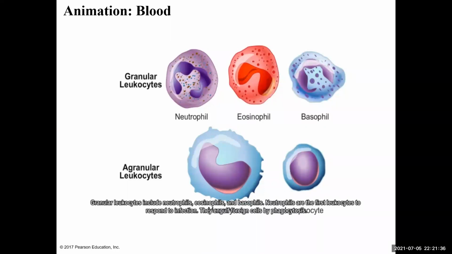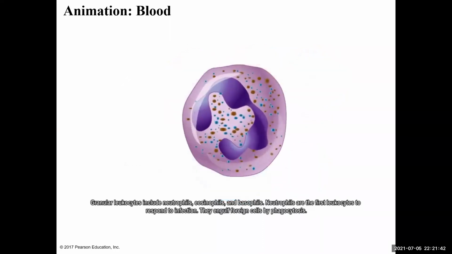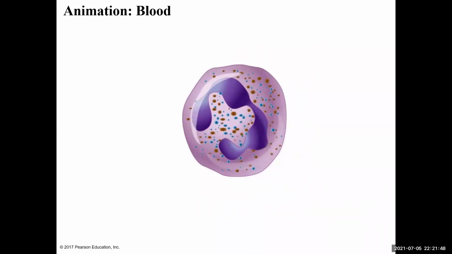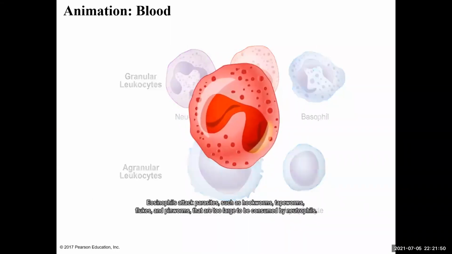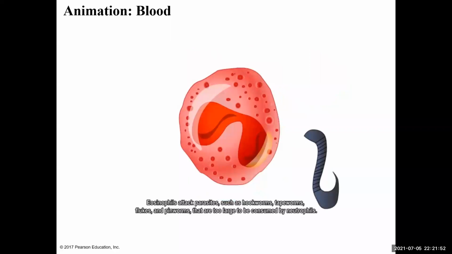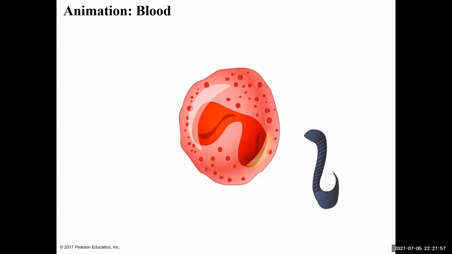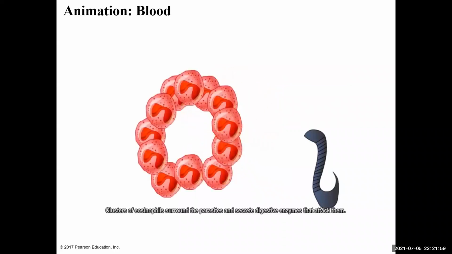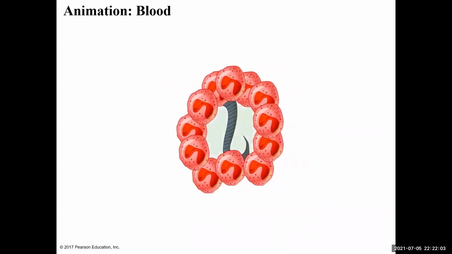Granular leukocytes include neutrophils, eosinophils, and basophils. Neutrophils are the first leukocytes to respond to infection. They engulf foreign cells by phagocytosis. Eosinophils attack parasites such as hookworms, tapeworms, flukes, and pinworms that are too large to be consumed by neutrophils. Clusters of eosinophils surround the parasites and secrete digestive enzymes that attack them.